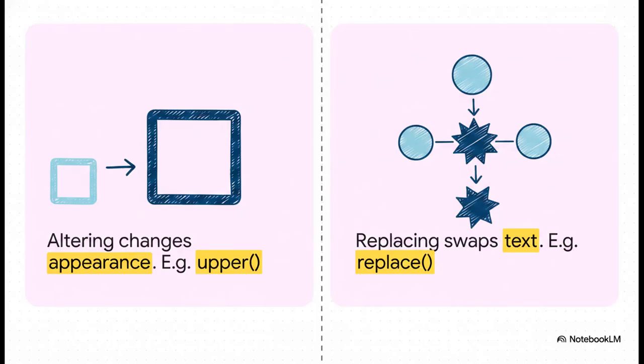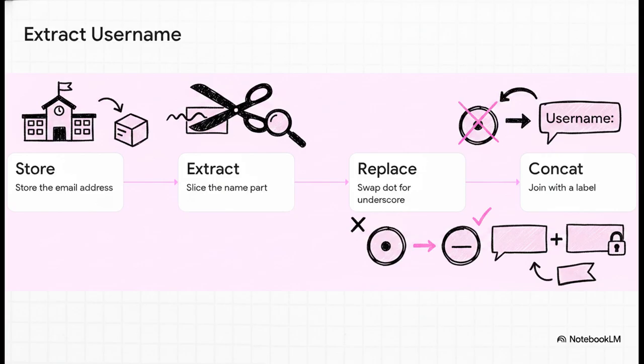Let's compare altering and replacing for a second. On the left, we take a lowercase string, ibdp, and we run the method .upper. This instantly transforms it into an uppercase IBDP, which is incredibly useful for standardizing messy user input. Then on the right, we're replacing text to clean up bad data. If an email is saved as sam-school.org, using replace with a dash for the @ symbol just swaps out that incorrect dash. Easy, right?